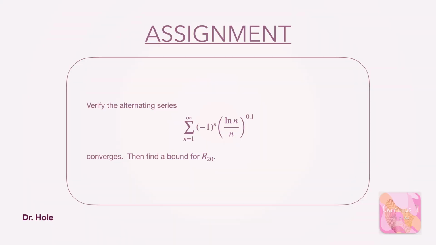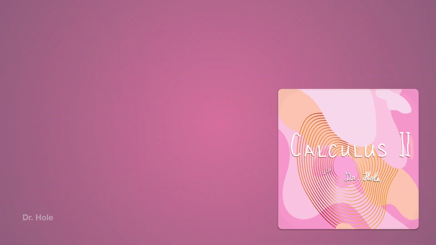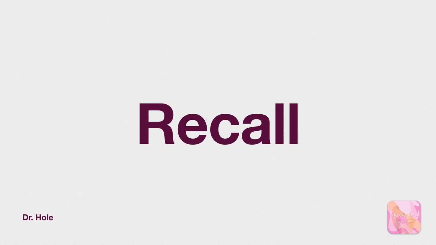All right. So we've had the definition of an alternating series. We've looked at the alternating series test, and we've seen that there is a simple estimate to the remainder of an alternating series. Okay, now we're going to switch gears slightly. We're going to talk about different types of convergence called absolute and conditional convergence.